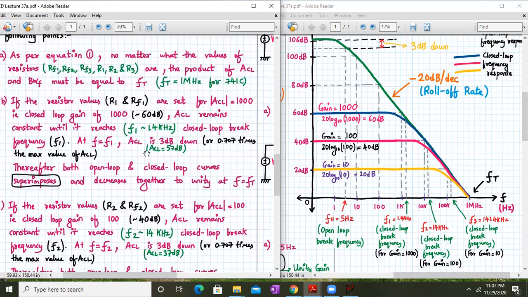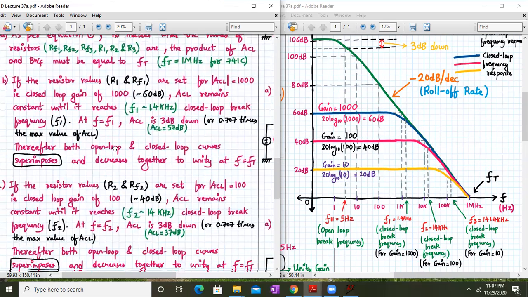After this cutoff point has been reached, the closed loop and the open loop curves superimpose and they decrease together to unity at f equal to ft. That means after f1 equal to 1.4 kilohertz, this blue line will merge with the green line, which is the open loop, and they will decrease together at a rate of 20 dB per decade and reach the unity point, that is 1 megahertz. At 1 megahertz, the gain will be unity.